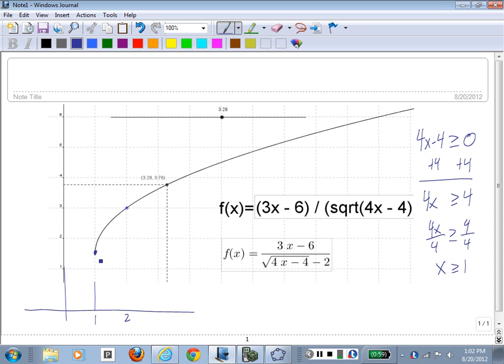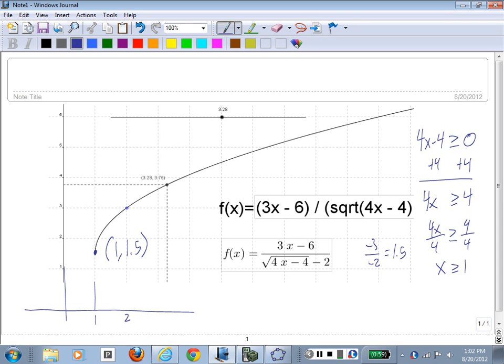If we evaluate the function at 1, 3 times 1 is 3, 3 minus 6 is negative 3. What happens downstairs? 4 times 1 is 4. 4 minus 4 is 0. The square root of 0 is 0. All right, 0 minus 2, it's looking like negative 2 in the denominator, negative 3 in the numerator, and that's 1.5. So we see the point (1, 1.5). Now, that's the leftmost point on the graph. So the domain, as far as we're concerned, includes numbers greater than or equal to 1, except for one more.